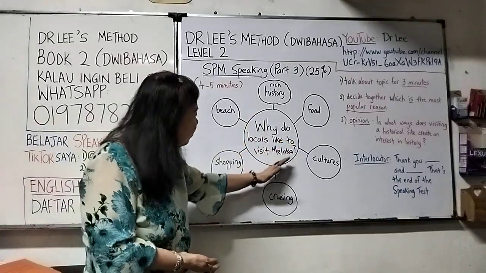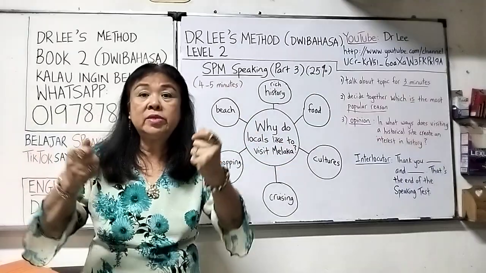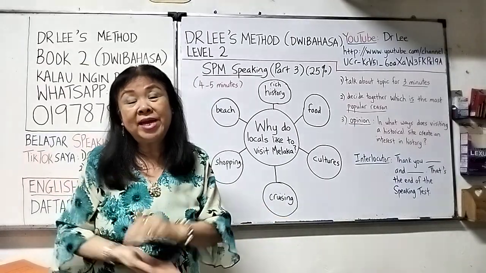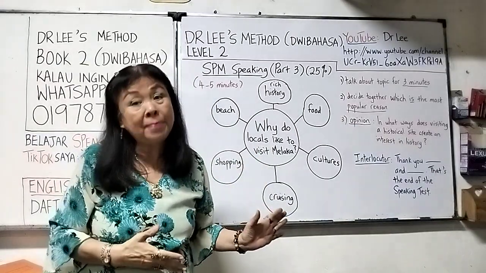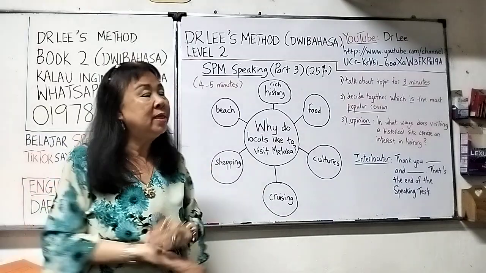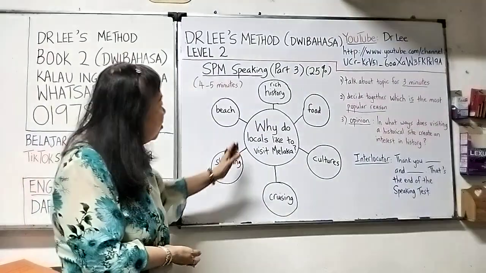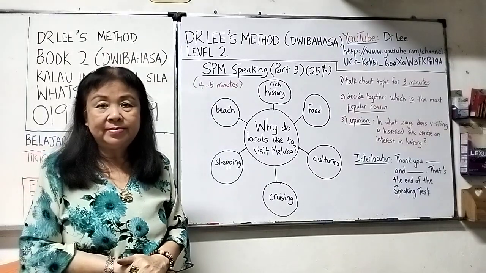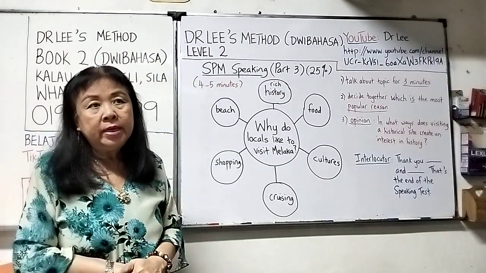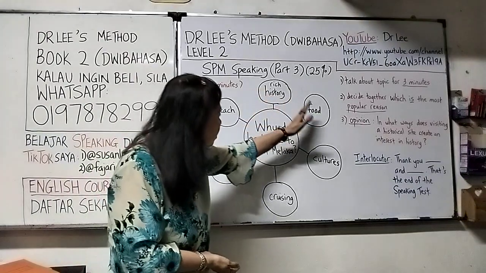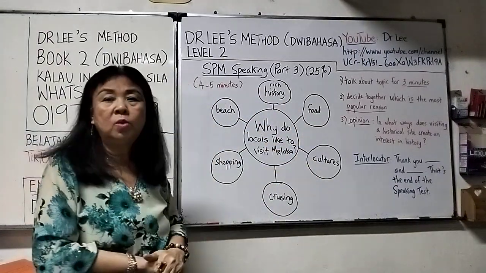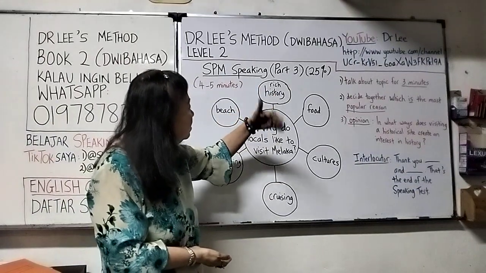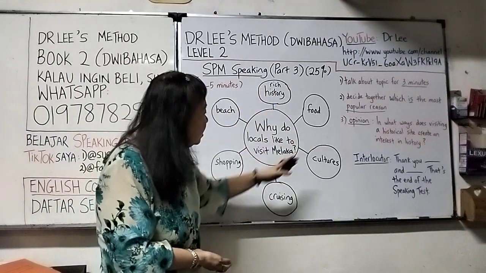So for example, I give the booklet to the 2 students, and then you both can have a look and discuss. This is the discussion part, the long discussion question. For example, my question is, why do locals like to visit Malacca? It's just an example. I have given you 6 reasons why locals like to visit Malacca.